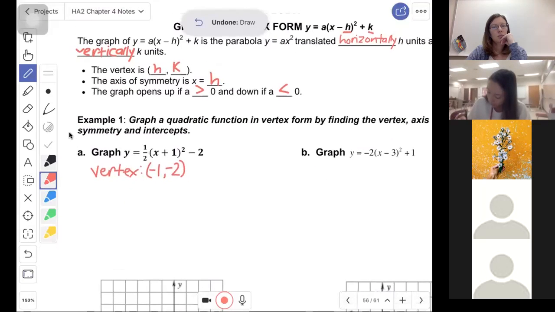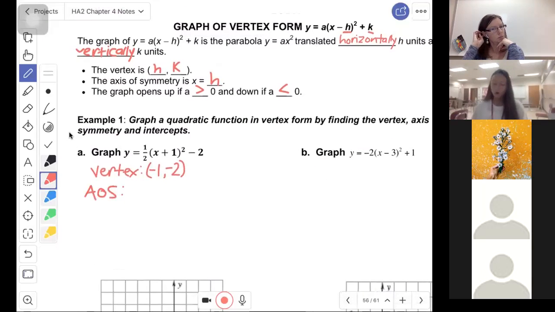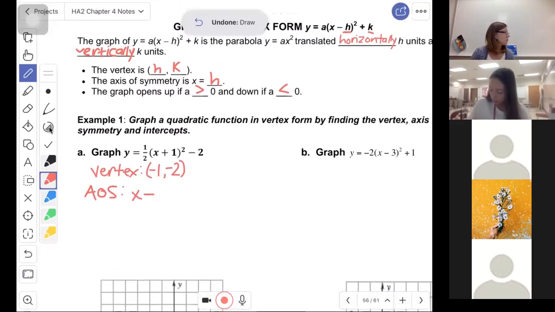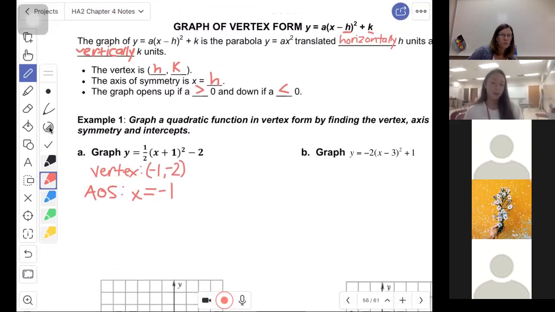So look up above. What is our axis of symmetry here? It says that it's h, which is the x-coordinate of our vertex. So for the example below, Alyssa, what is our axis of symmetry? Would it be -1? Yeah, x equals -1. Look at that. No math there. We get that vertex, we can see exactly what the axis of symmetry is.